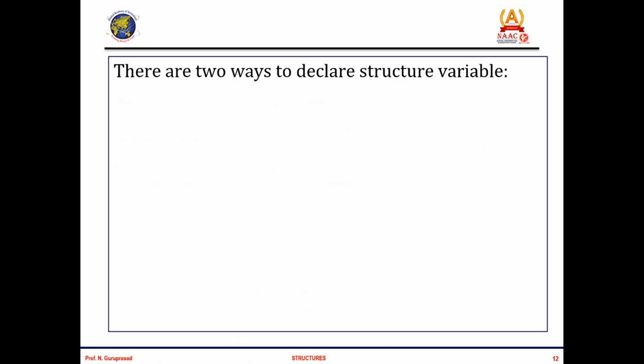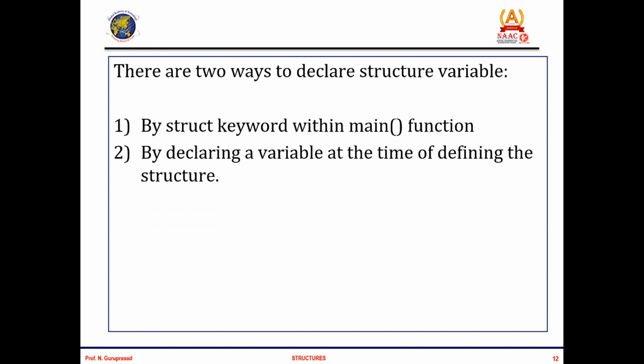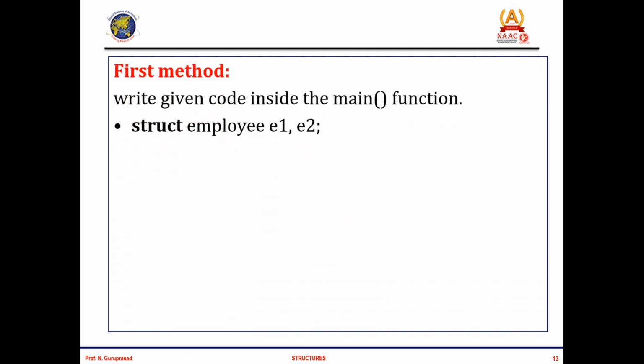Now, there are two ways of declaring a structure variable so that we can access the members of the structure very easily. The first one is we use the keyword struct within the main function, and the second one is by declaring a variable at the time of defining the structure. So the first one is within the main and the second one is declaring a variable at the time of defining the structure.